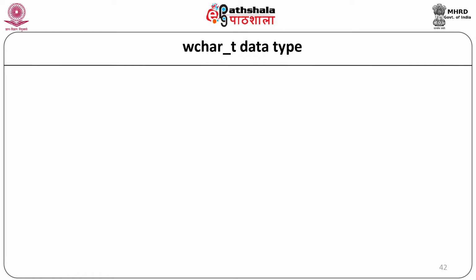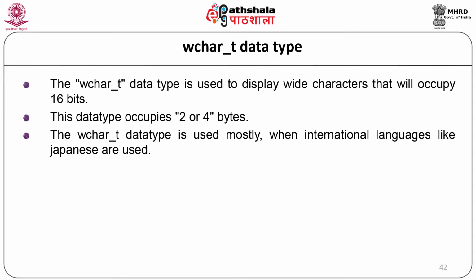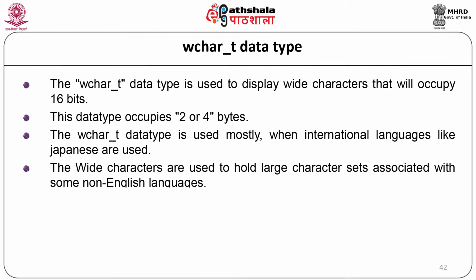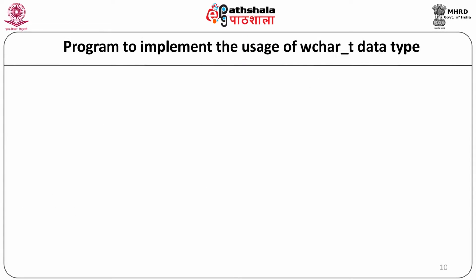Now let us see the wchar_t data type. The wchar_t data type is used to display wide characters that will occupy 16 bits of data. This data type occupies 2 or 4 bytes. The wchar_t data type is used mostly when international languages like Japanese are used. The wide characters are used to hold large character sets associated with some non-English language. Syntax: wchar_t variable name semicolon. Example: wchar_t wc semicolon.